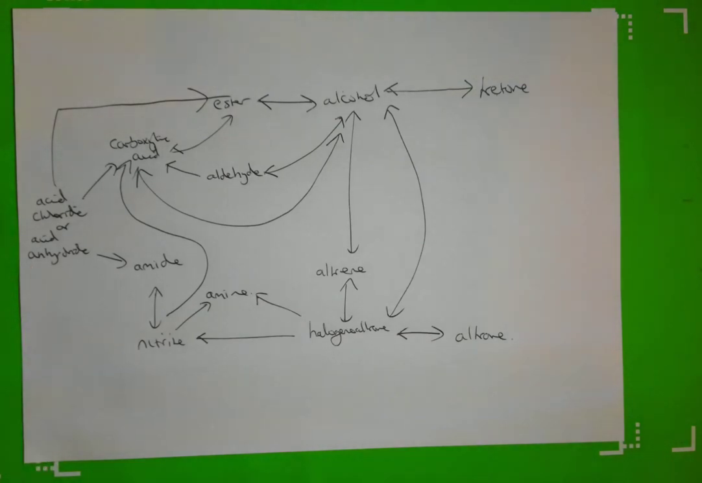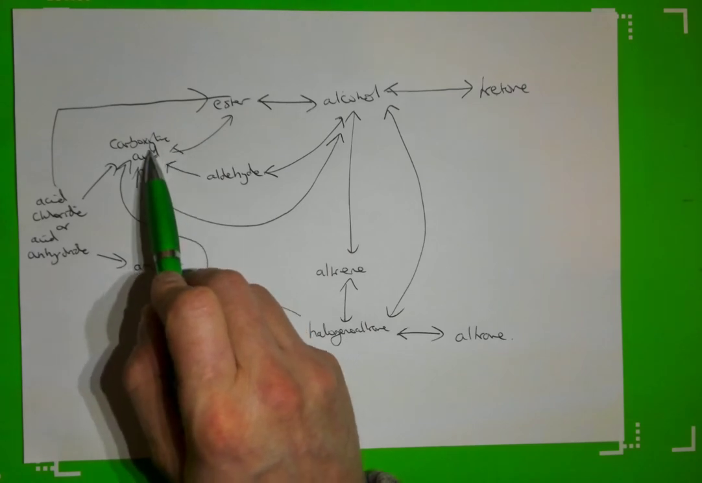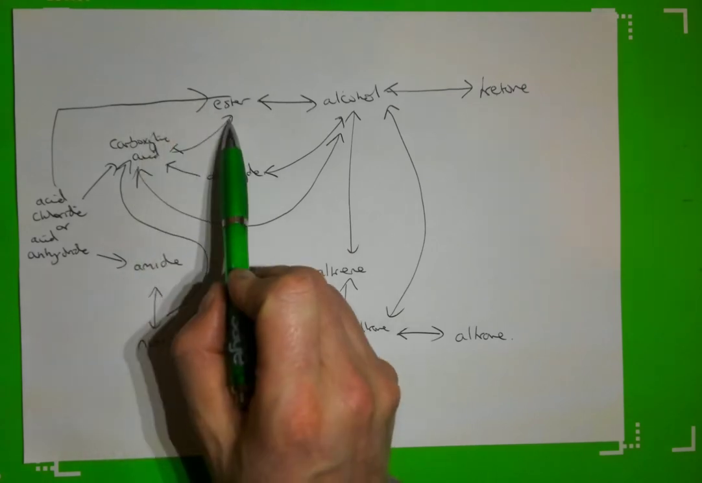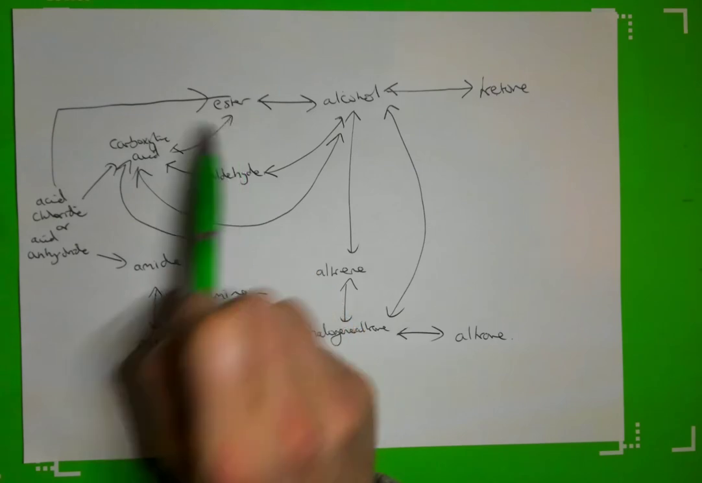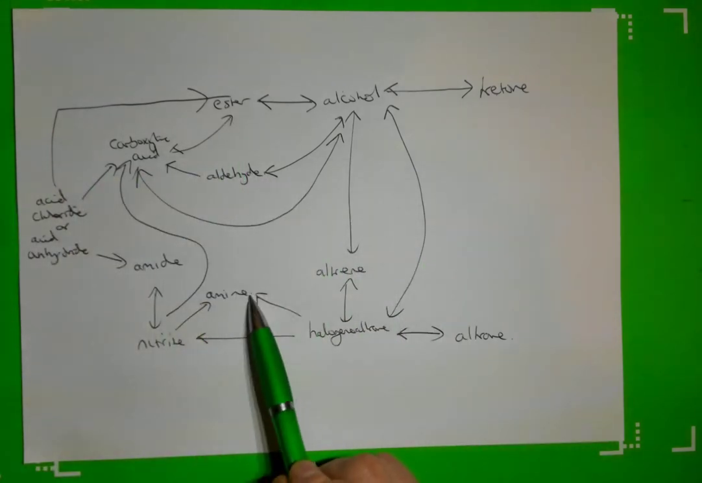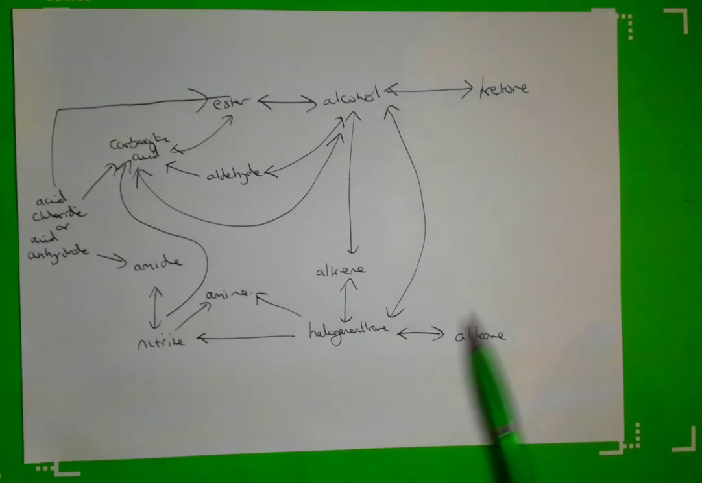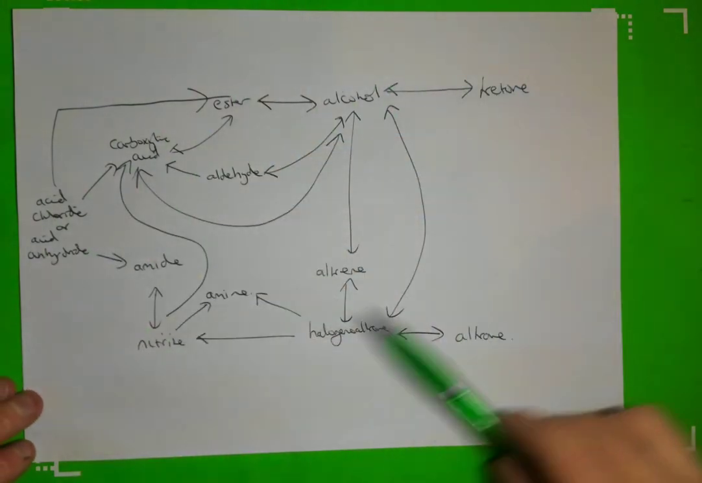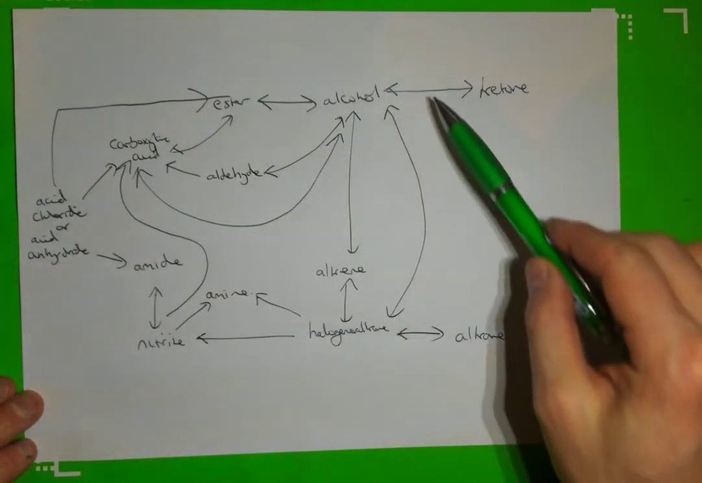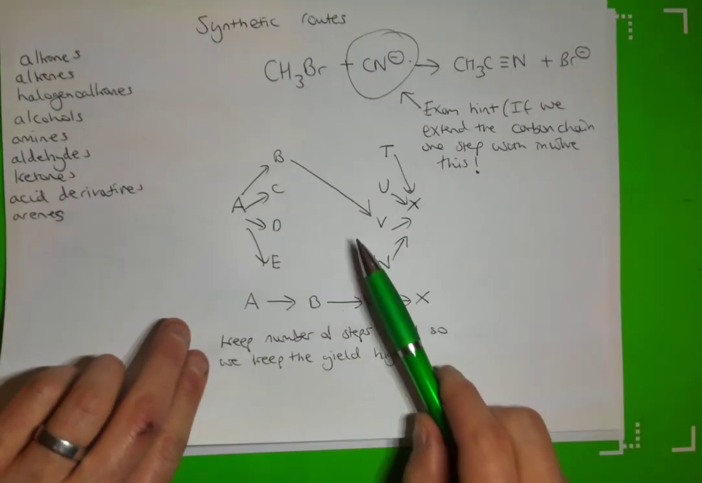Okay, so you can see here there are 1, 2, 3, 4, 5 different ways to make a carboxylic acid. 3 ways to make an ester. Only 1 way to make an aldehyde. 2 ways to make an amine. 1 way to make an alkane, etc. So please learn how you do all of this, how you actually do these, so you're able to do this.